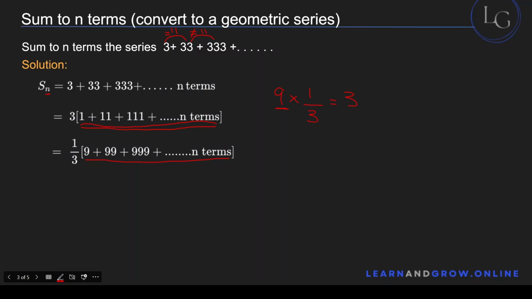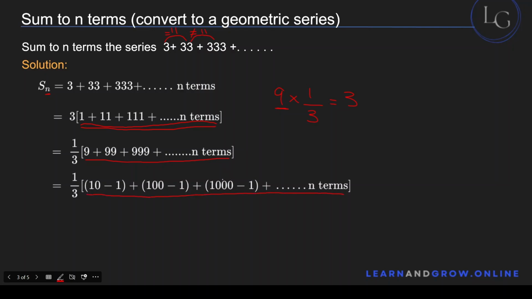But again, this is not a geometric series. So what we'll do is we'll write down 9 as 10 minus 1, 99 as 100 minus 1, 999 as 1000 minus 1. So basically this goes on till n terms. 10 minus 1, 100 minus 1, 1000 minus 1, 10,000 minus 1, 100,000 minus 1, and so forth. So this is the new series.